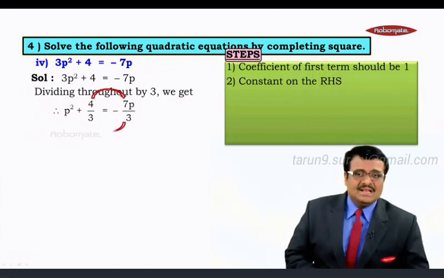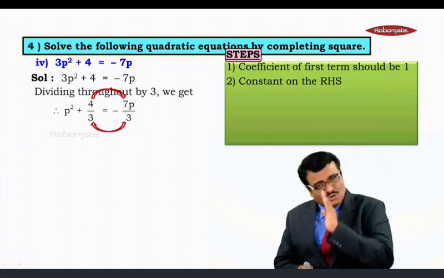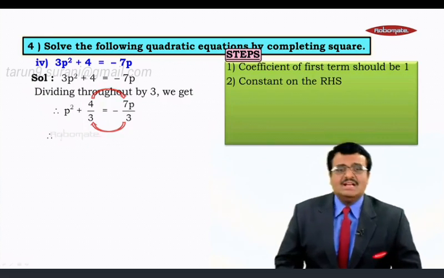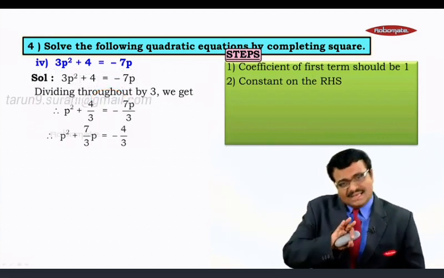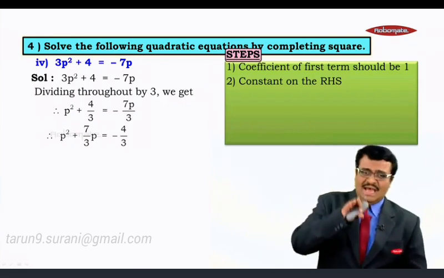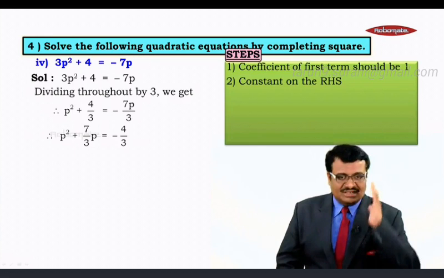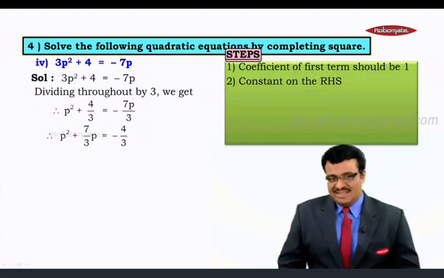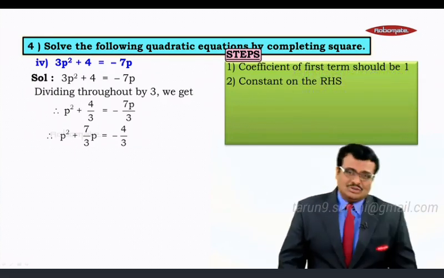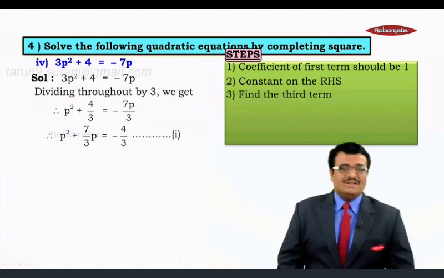So let us do that. 4 upon 3 goes to the RHS and minus 7 upon 3p should go to the left hand side. So what we get is p square plus 7p upon 3 is equal to plus 4 upon 3 goes to the right as minus 4 upon 3. So two steps are done. Keeping the constant term on the right side is done. Now we'll call this equation number 1.